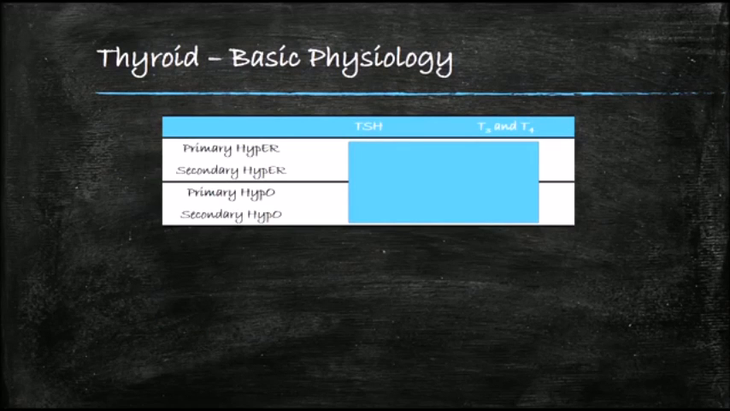So can someone tell me, in primary hyperthyroidism, what happens to the TSH?